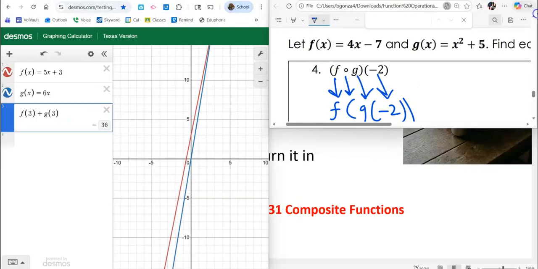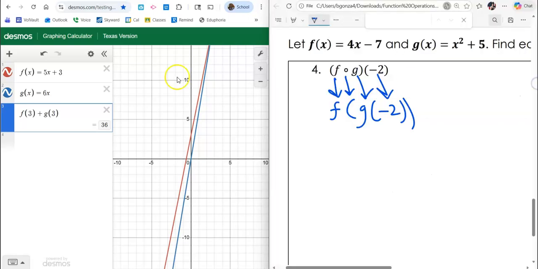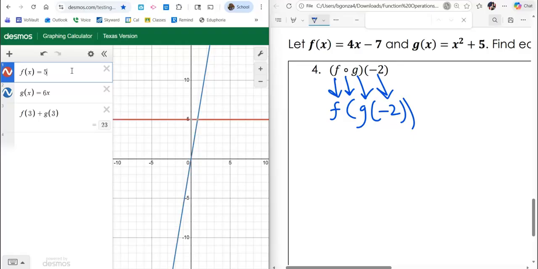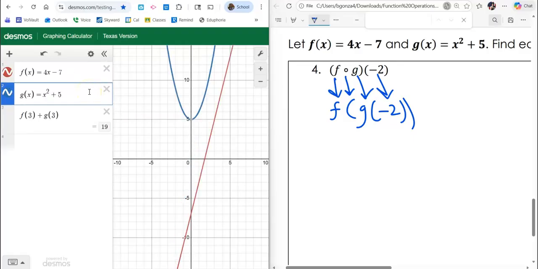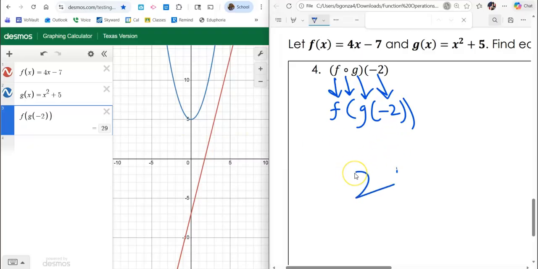Let's do it! Now, over here, you got to put f of g of -2. And what do I get? 29. Too easy. But remember, when you have that little o, make it an opening parenthesis. f of g of -2.